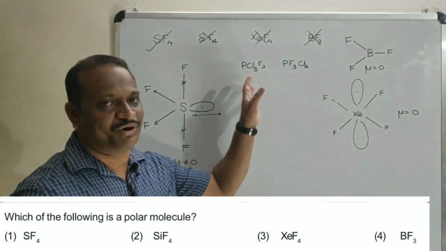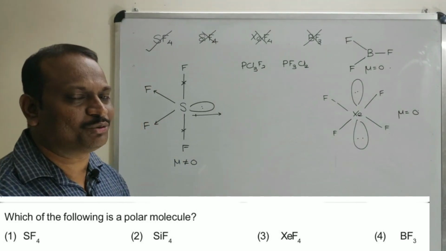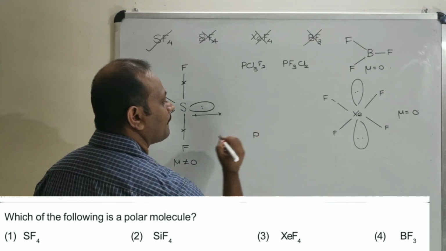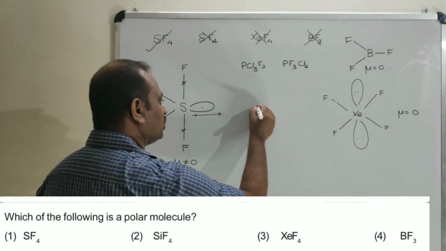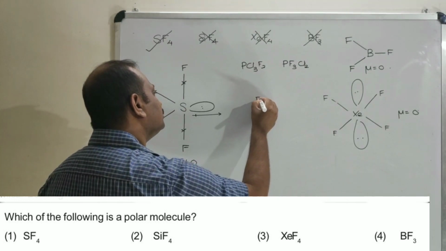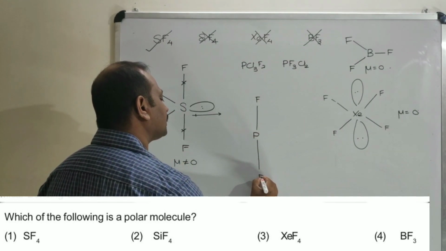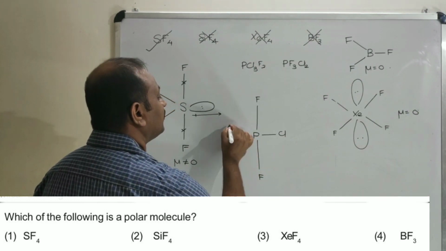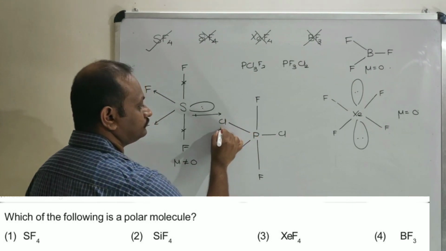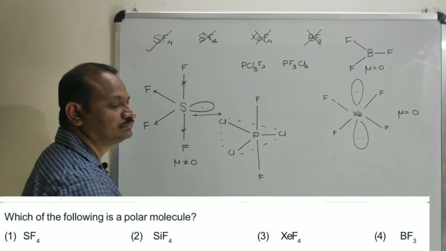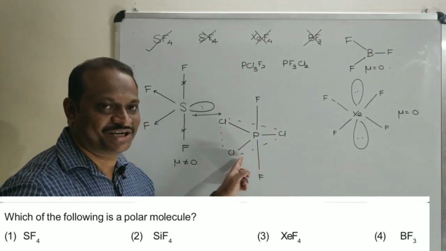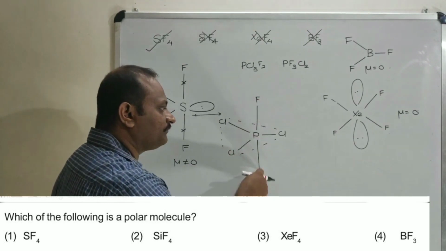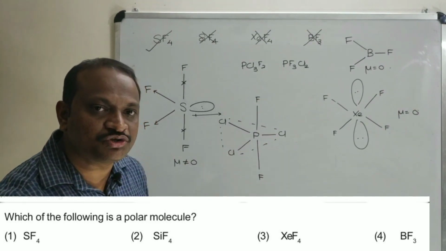Whenever you are drawing the shape of these two molecules, you need to mind one thing. Phosphorus at the center. And next, you have a fluorine here, two fluorine atoms here, and Cl here, here also Cl, here also Cl. These three chlorine atoms are equal in magnitude, so their dipoles are getting cancelled. And the F on the axial bonds will also be cancelled.